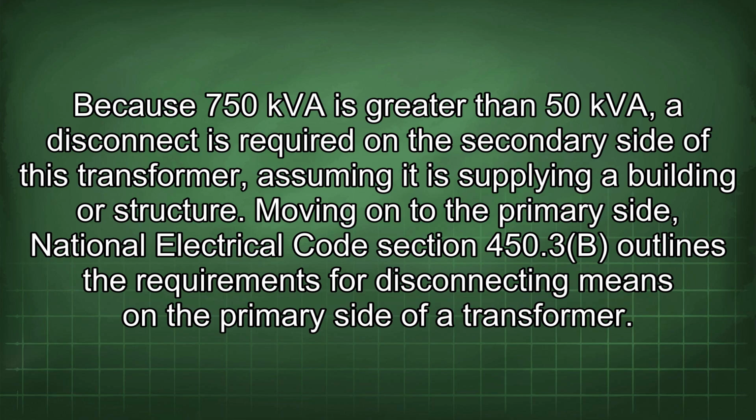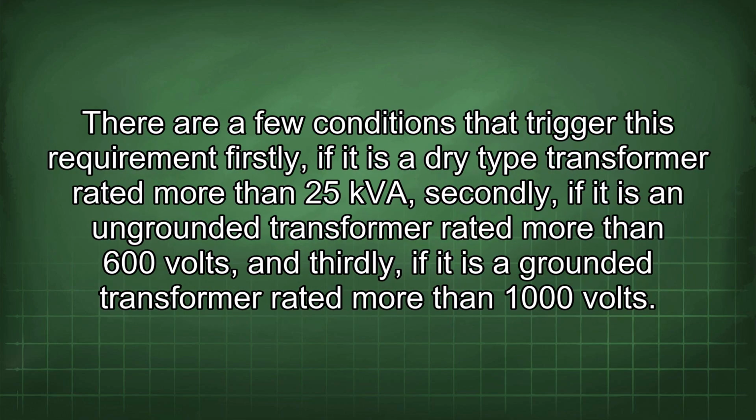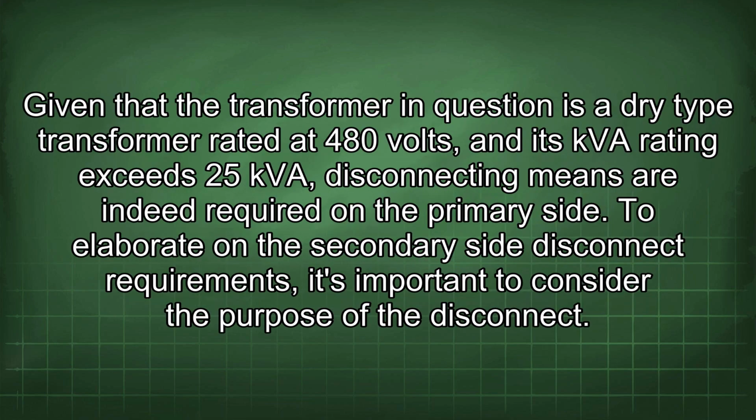Moving on to the primary side, National Electrical Code Section 450.3(B) outlines the requirements for disconnecting means on the primary side of a transformer. There are a few conditions that trigger this requirement. Firstly, if it is a dry-type transformer rated more than 25 kVA. Secondly, if it is an ungrounded transformer rated more than 600 volts. And thirdly, if it is a grounded transformer rated more than 1000 volts. Given that the transformer in question is a dry-type transformer rated at 480 volts, and its kVA rating exceeds 25 kVA, disconnecting means are indeed required on the primary side.